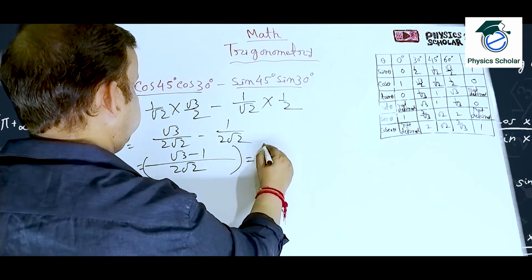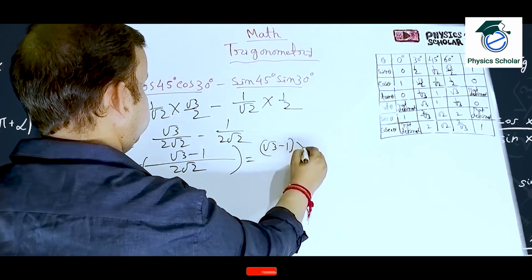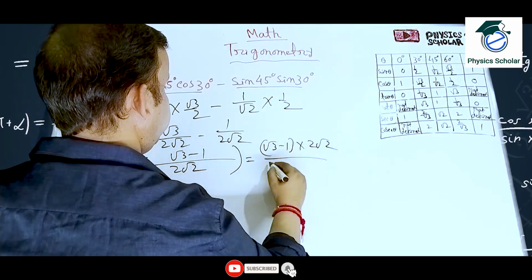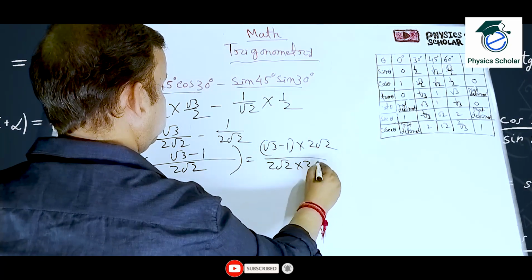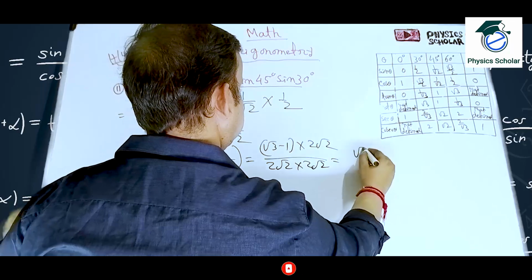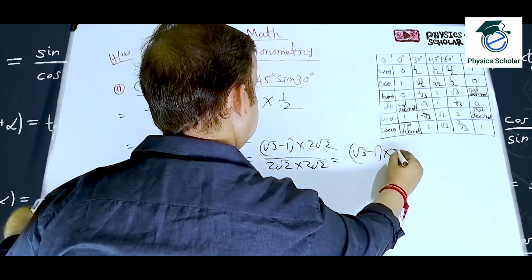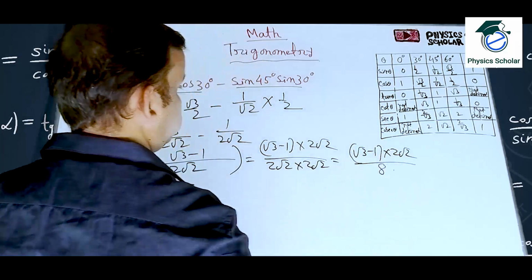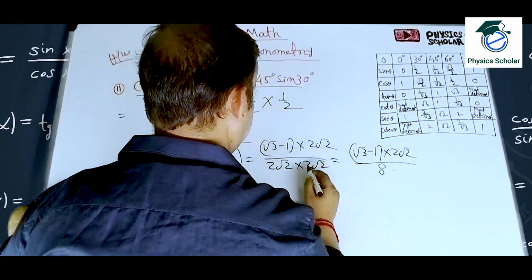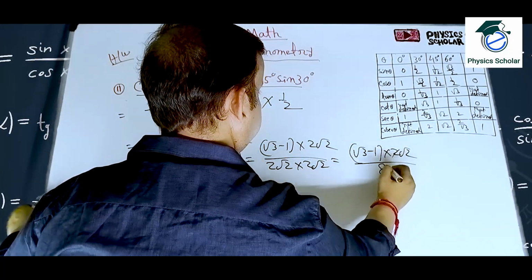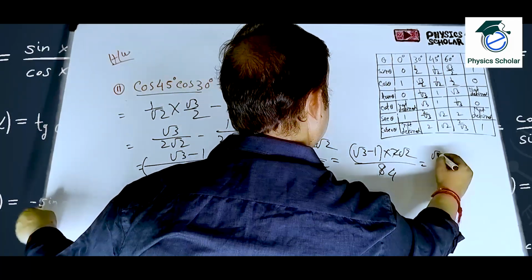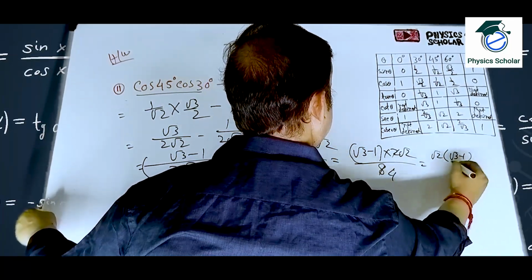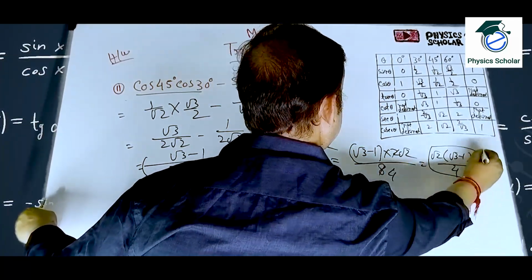Or you can do it like this: root 3 minus 1 into 2 root 2 by 2 root 2 into 2 root 2. Then root 3 minus 1 into 2 root 2 divided by 8. Now this 8 and 2 will reduce, so it will be 4. So root 2 into root 3 minus 1 by 4. That will be your answer.